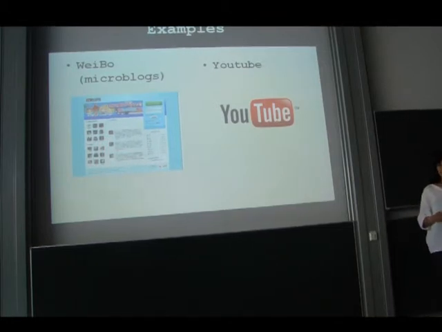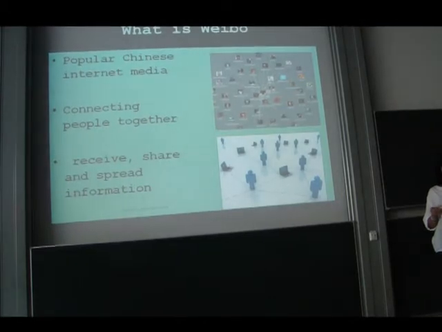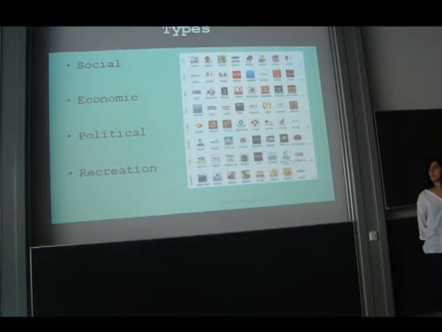So let me introduce Weibo, which is a very popular internet media in China. Most young people in China have their own Weibos. It's a kind of website that enables people from different areas and different backgrounds to get connected with each other, and to receive and share information they are interested in. The topics of Weibo are various. The topic can be social, economic, political, recreation, and so on.